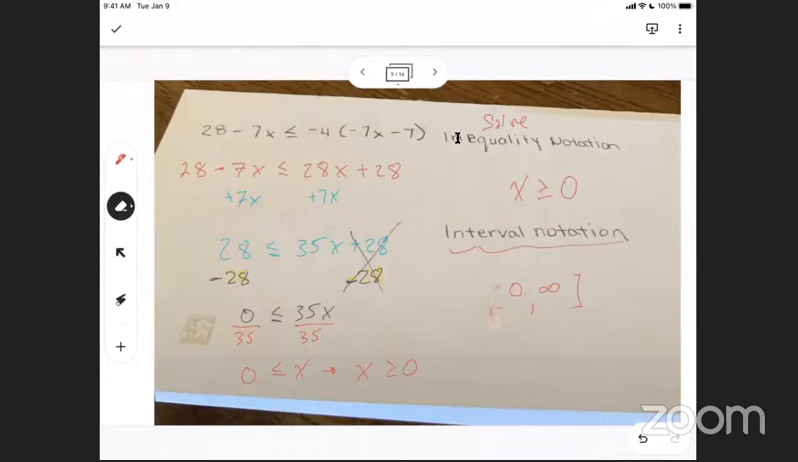Instead of the bracket, put the parenthesis. So this should be a parenthesis. You always put a parenthesis with the infinity sign. But how about the one on the left? Should it be a bracket or a parenthesis? Bracket. Because it's included. Understand?